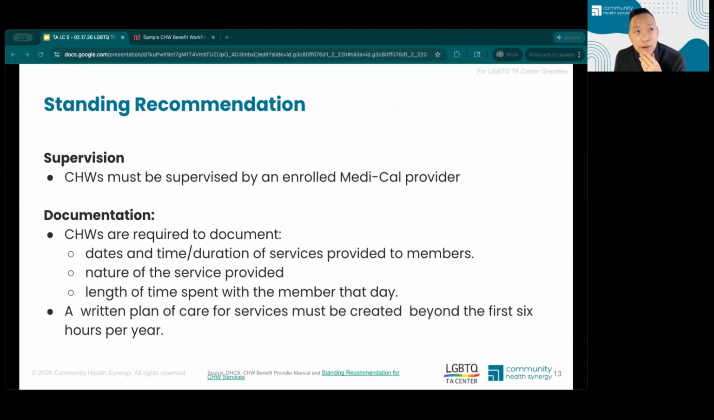We do have some providers who already have an existing documentation system, like a case management documentation system, for example. And so they leverage that. They tweak it to be able to document these details. And they pull reporting, just for efficiency purposes, so they can report and stay in compliance.